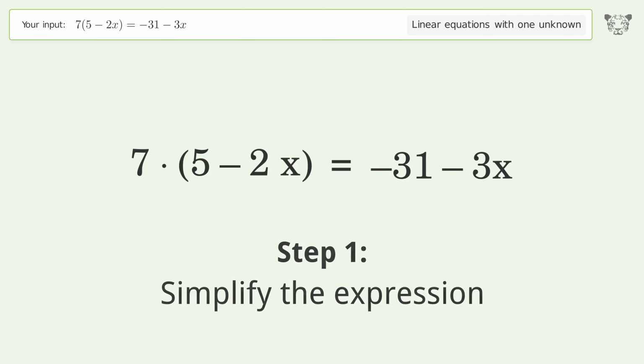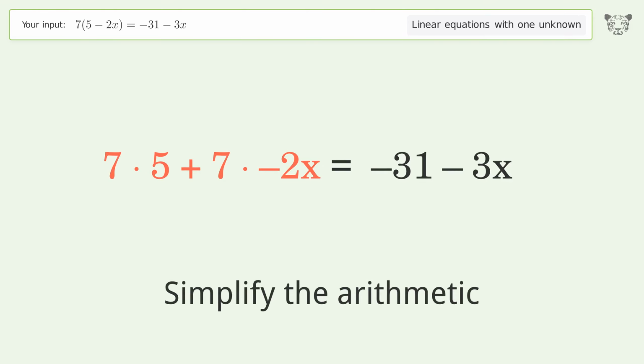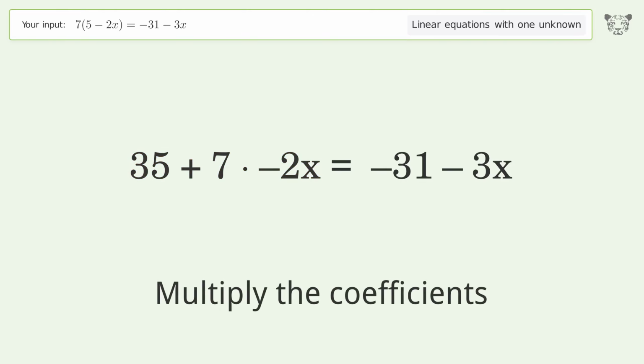Simplify the expression. Expand the parentheses. Simplify the arithmetic. Multiply the coefficients.